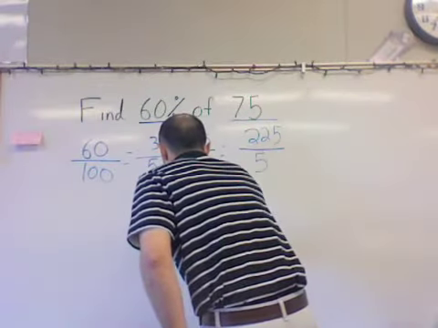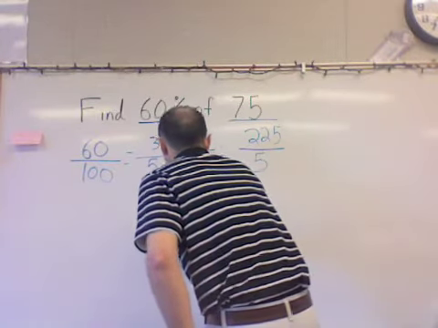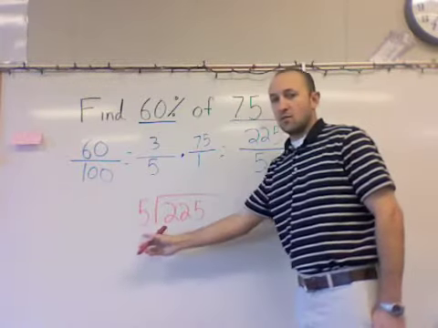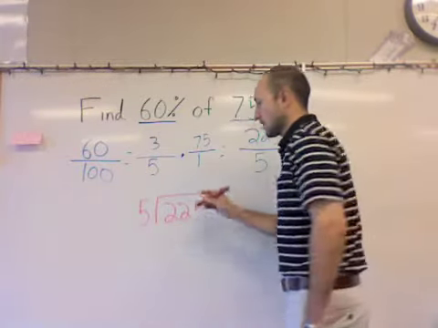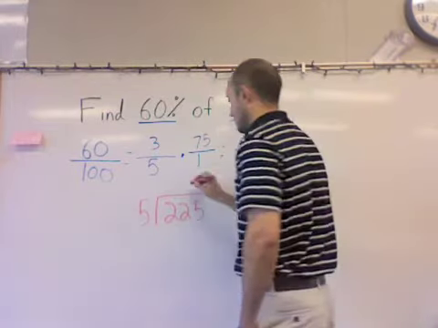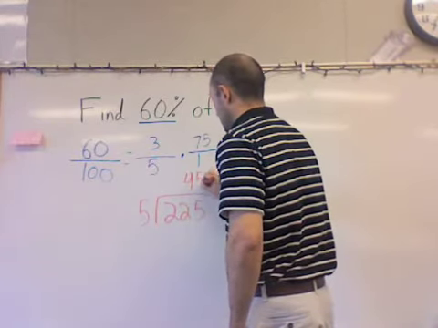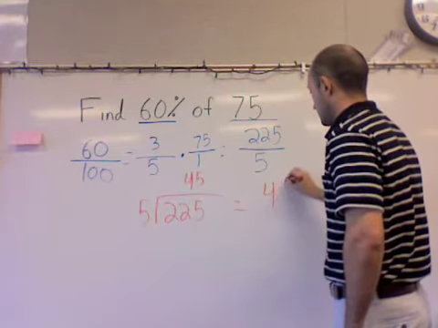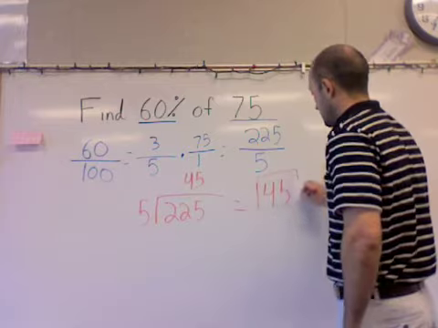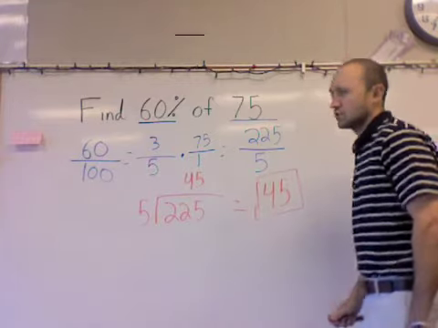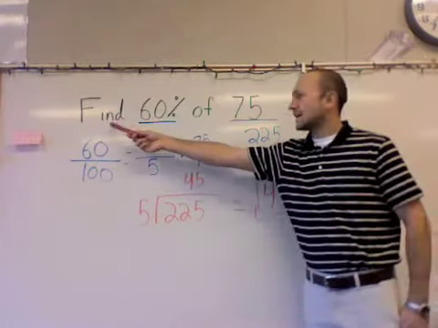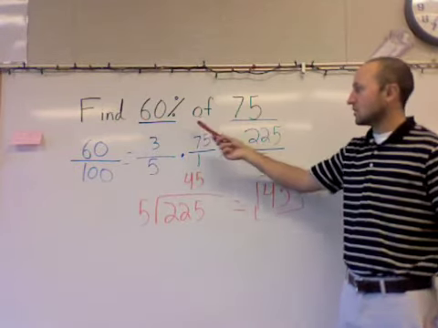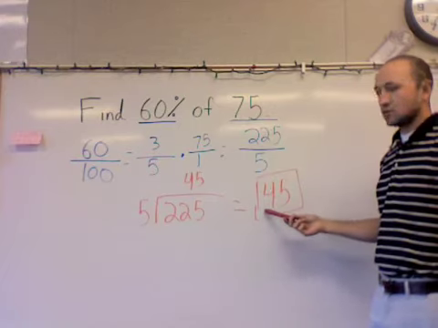So it's going to be 225 divided by 5. A little bit of division to do, but if I work this out, I will know that 5 goes into 225 45 times, which means our answer is 45. And now we can go back and look at our original question, because they were asking, find 60% of 75. So 60% of 75 is 45.